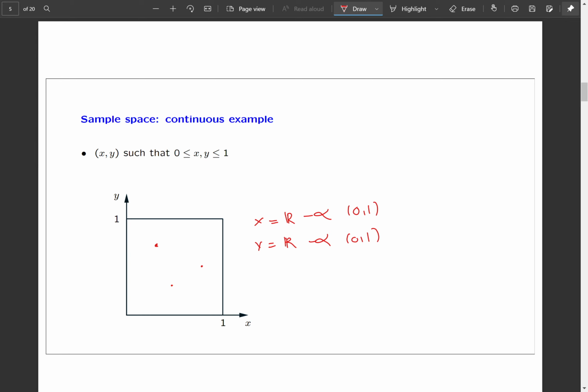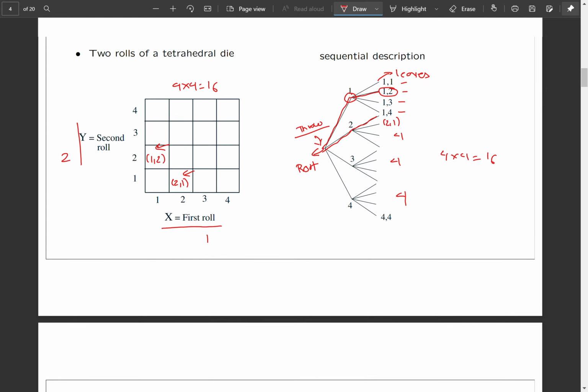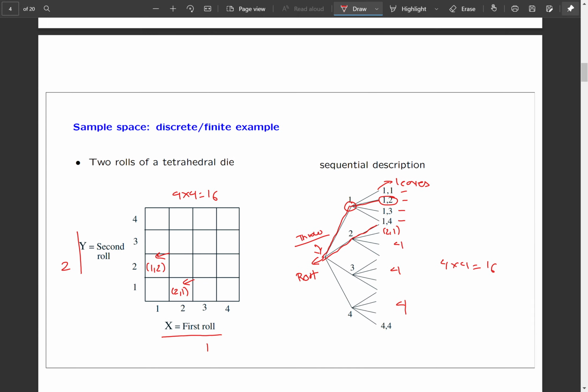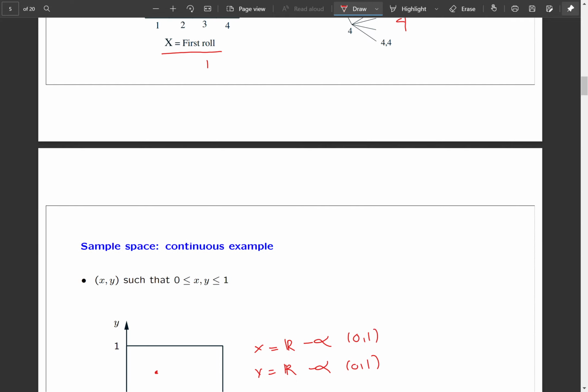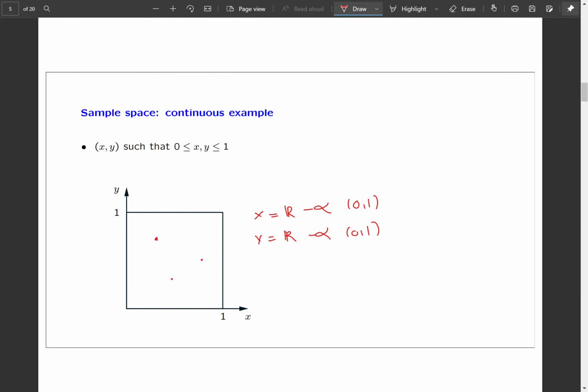So let's summarize quickly what we have discussed today. We talked about sample spaces, and we gave an example of a discrete finite sample space using a tetrahedral die. And secondly, we talked about a continuous infinite example using a rectangular target and throwing a dart at that target.